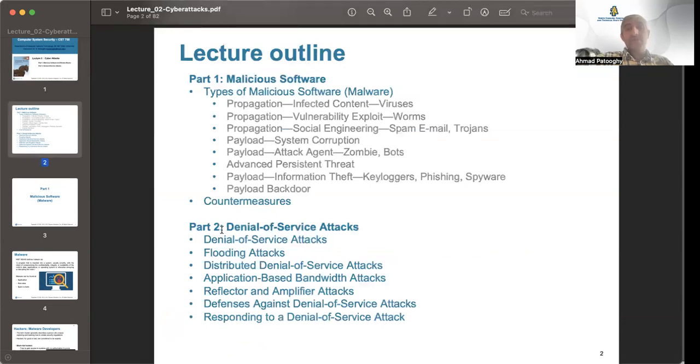Denial of service, which is sometimes also called DOS, is a major class of attacks. You'll see that it's a difficult type of attack to deal with, and at the same time, in some cases it's very easy to conduct. So these are the two important classes of cyber attacks that we will be talking about in this lecture.